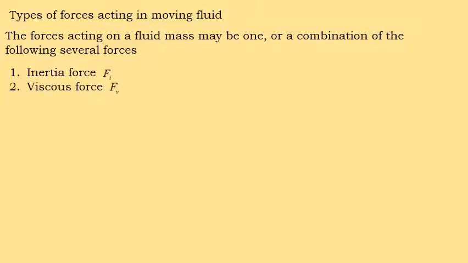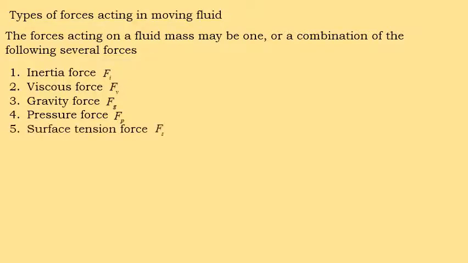While fluid is flowing through pipes or around any body, different types of forces act on that fluid mass. It may be one or a combination of the following forces. The first one is inertia force, denoted by Fi. Second, viscous force, Fv. Third, gravity force, Fg. Fourth, pressure force, Fp. Fifth, surface tension force, Fs. Sixth, elastic force, Fe.